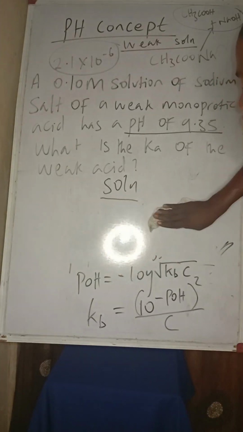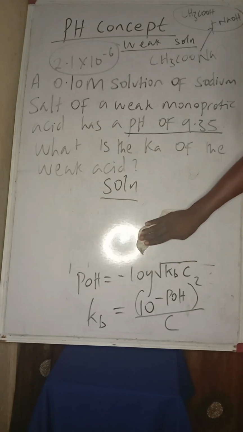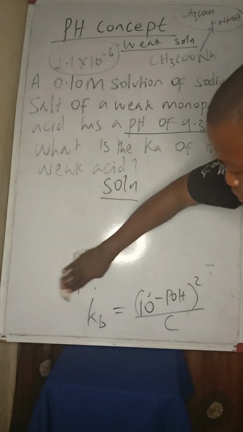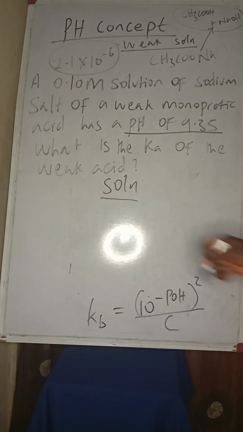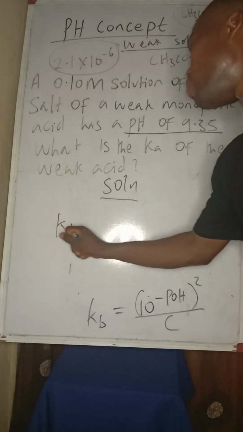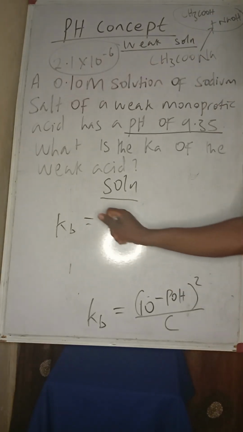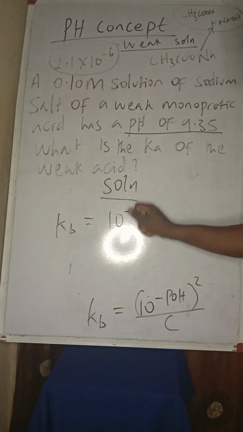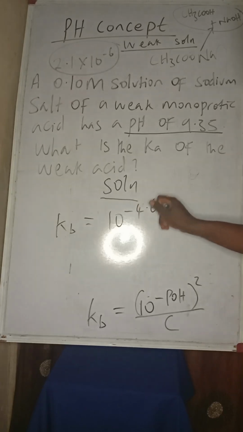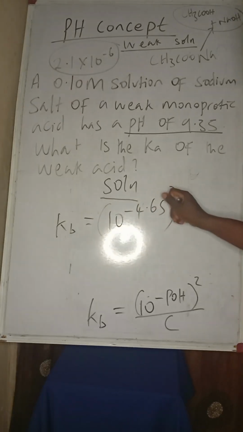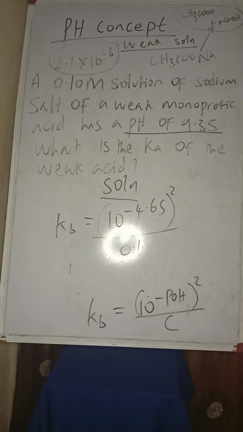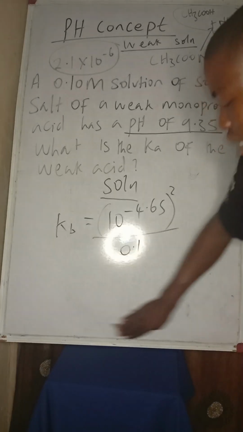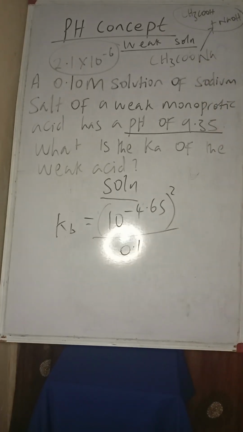So please watch what I'm going to do now. I'm going to input like this. So I'm using this formula to get my Kb. So my Kb is now equal to, let me just input it straight so you see it, 10 raised to the power minus 4.65, all squared, all over 0.1. That's my Kb. So when I get Kb, then I proceed to go and get Ka of the weak acid.